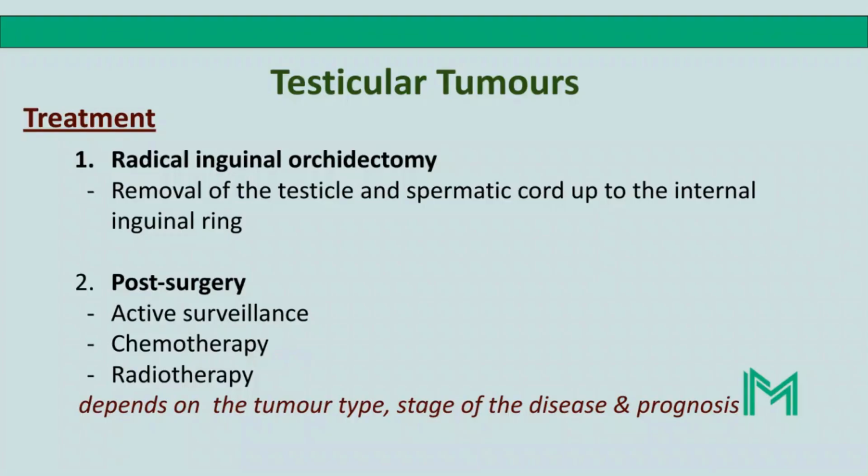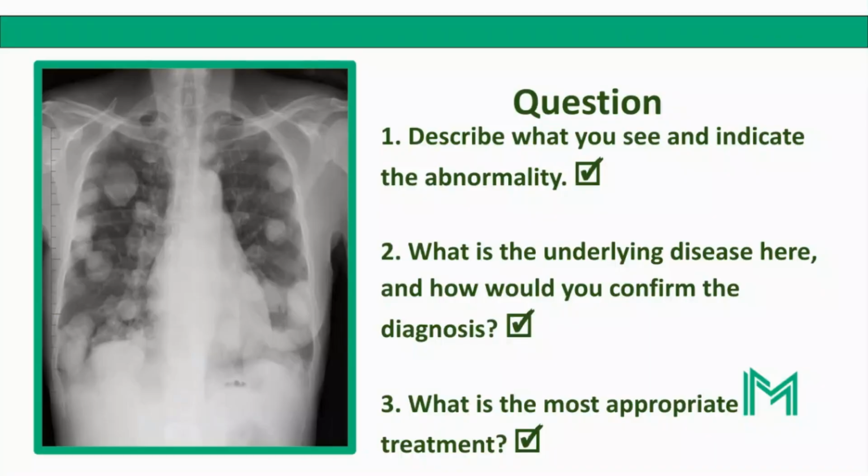And sometimes the disease hasn't progressed that much, so you just want to do what we call active surveillance, where you follow the patient up 3 to 6 monthly for about 5 years to make sure that there is no metastasis or recurrence of the cancer. Okay, so that's the treatment for testicular tumor. So we've answered all three questions.